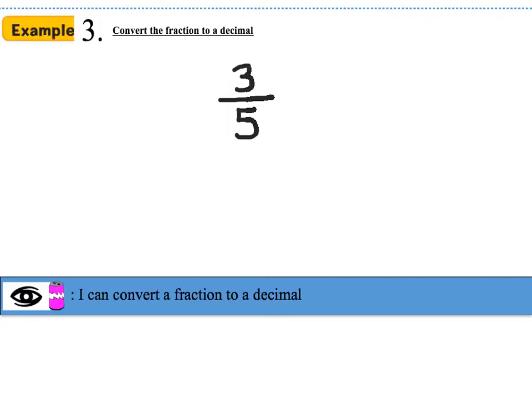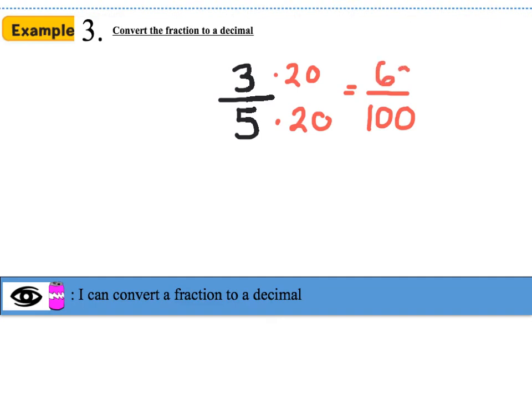So for example 3, it's asking us to convert 3/5 into a decimal. If I think back to the key concepts, they told me to either use in and out or make the bottom number into 100. And I can do that in this case. So I can multiply 5 times 20. But if I do that to the bottom, I need to make sure I do that to the top. The reason why I chose 20 is because 5 times 20 equals 100. And that was the goal, to get 100 on the bottom. Now I can multiply 3 times 20.